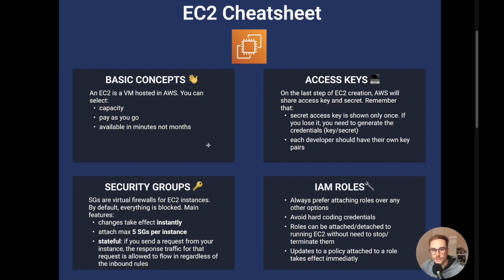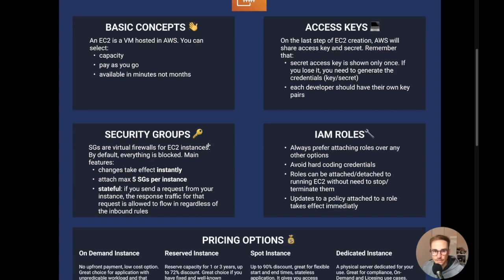Another concept we need to understand is what a security group is. You can think of security groups as virtual firewalls for EC2 instances, and by default, remember that everything is blocked. The main feature of security groups is that every change you make to the security group takes effect instantly. I remember a lot of questions on the exam asking you when the changes on the security groups take effect. Remember that it's an instant effect.